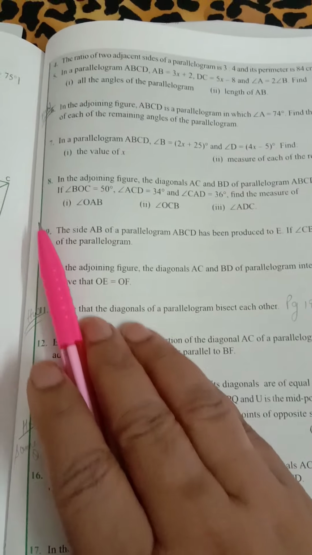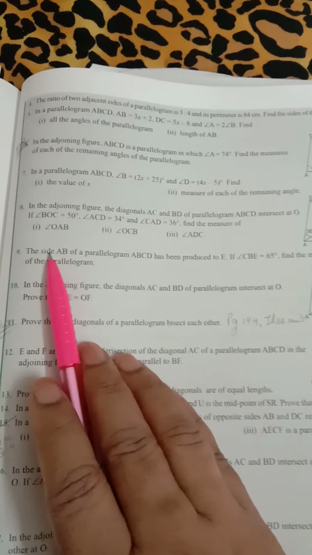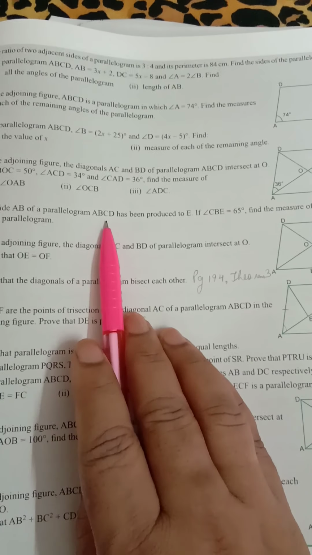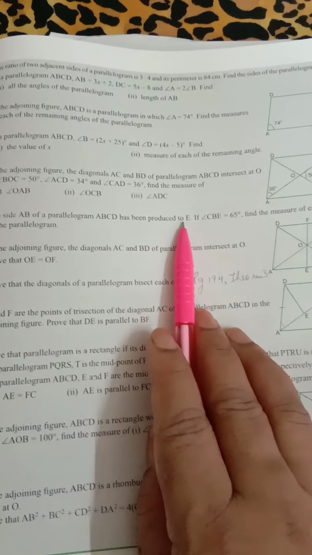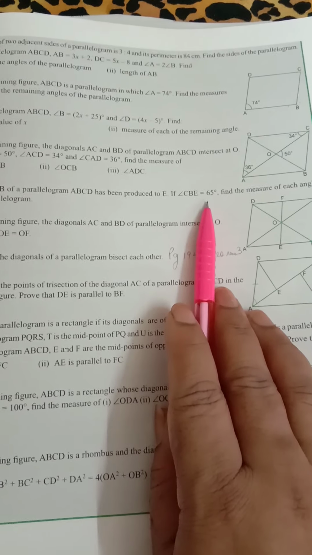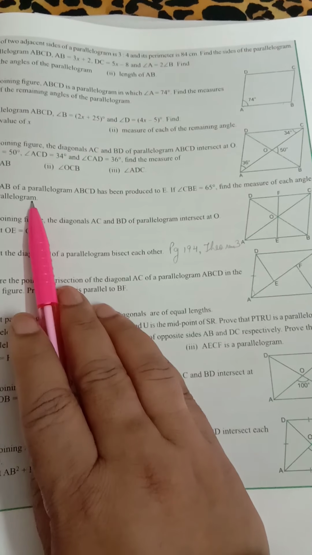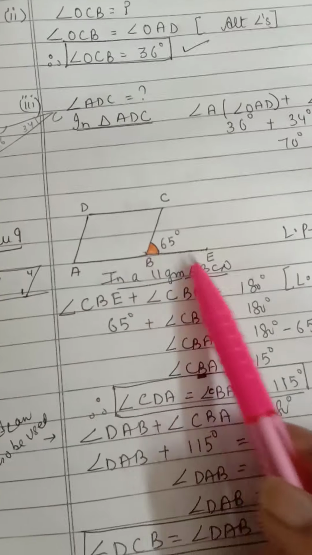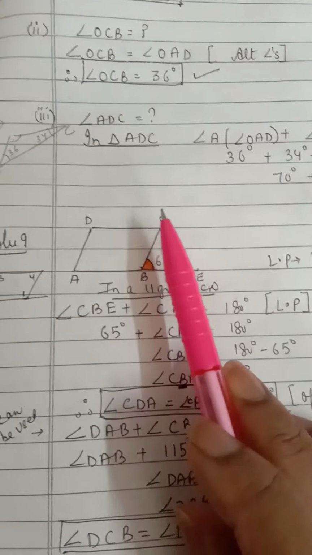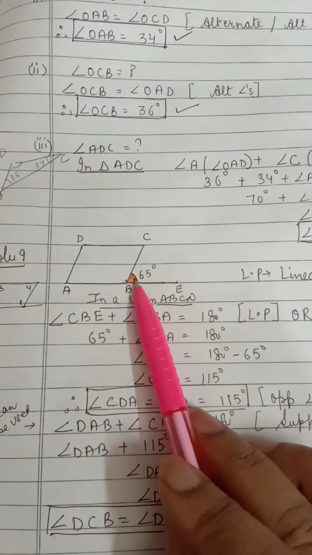Moving on to question number 9. The side AB of a parallelogram ABCD is produced to E. If angle CBE is 65 degrees, find the measure of each angle of the parallelogram. You have to find all angles. They have not given any angle. Say this is the figure. Side AB is extended to E and angle CBE is 65 degrees.